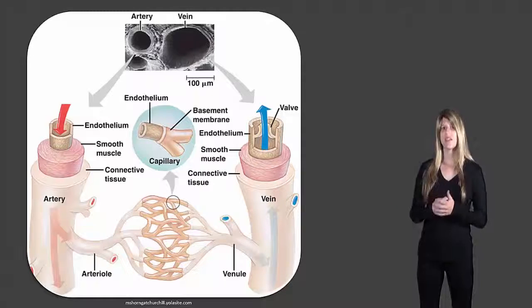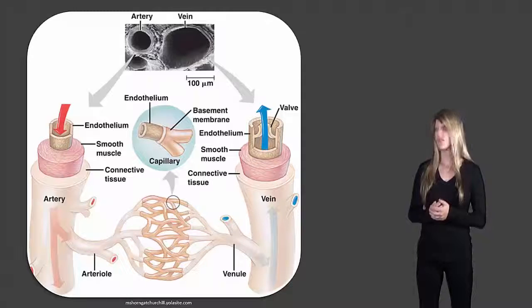Special to the veins are these valves, and we'll learn about those in a few slides. The capillaries are a little bit different. They also have that special epithelial tissue called endothelium, but it's a very thin layer, and then it has a thin layer basement membrane which works like the connective tissue to keep the shape and structure of the capillaries.